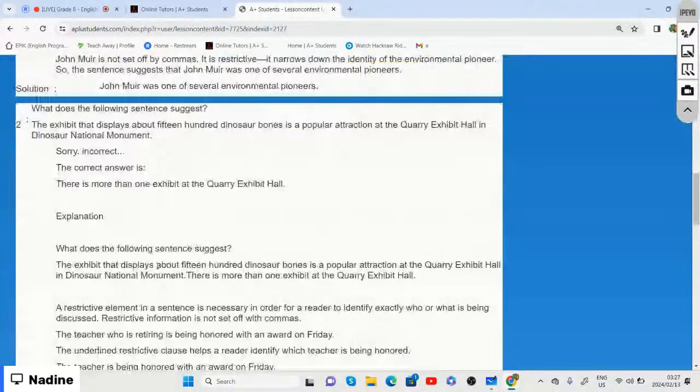All right. It says, what does the following sentence suggest? The exhibit that displays about 1,500 dinosaur bones is a popular attraction at the Quarry Exhibit Hall in Dinosaur National Monument.